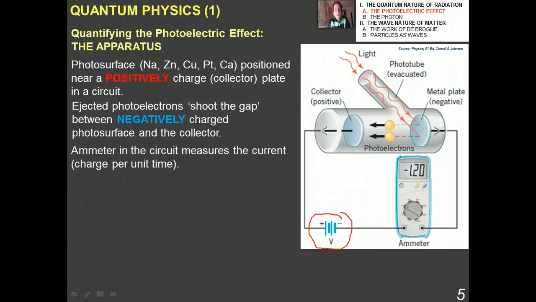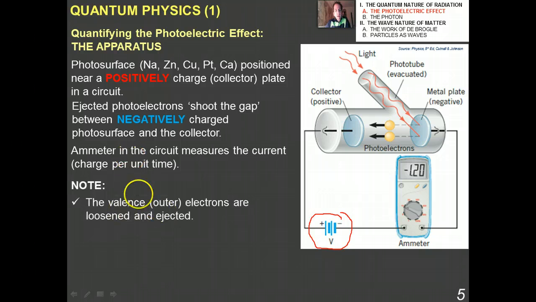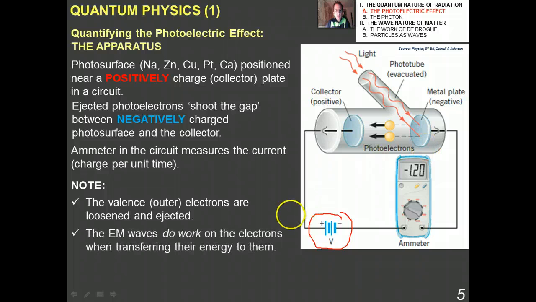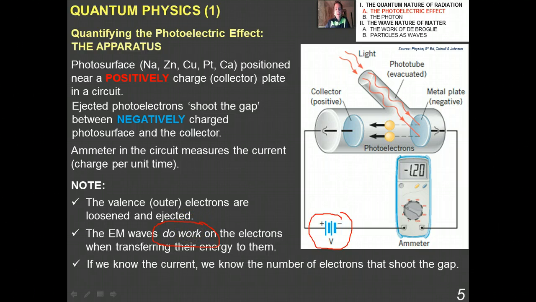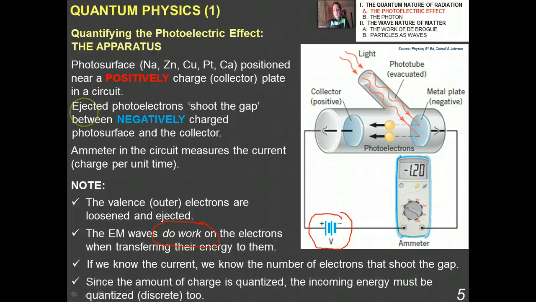The ammeter in the circuit records the current. I just want to point out that it's the valence electrons that are loosened from the metal plate and ejected. The waves do work on the electrons because they transfer energy to them. It's really important to think of it in those terms, that there's work done by the photons, or by the waves, on the electrons. If we know the current, then we know the number of electrons that shoot that gap, and we would measure the current with the ammeter connected in series with the phototube. Since the amount of charge is quantized, the incoming energy must be quantized or discrete too, and I'll talk about this a little more later.